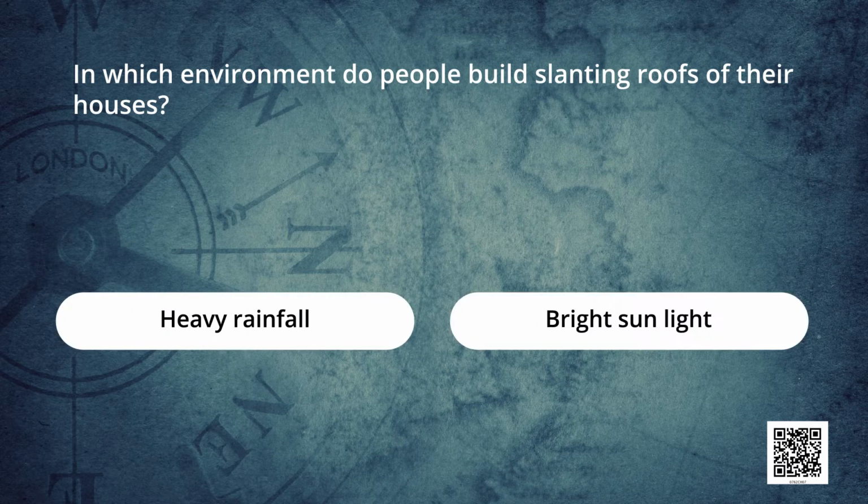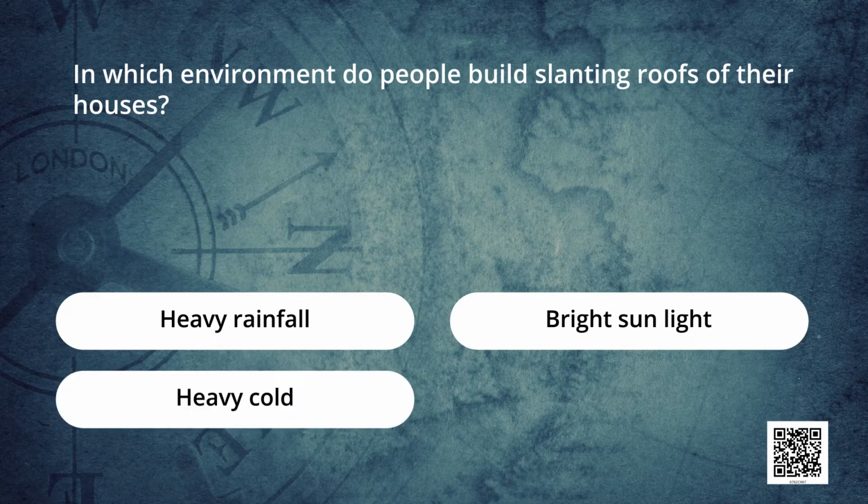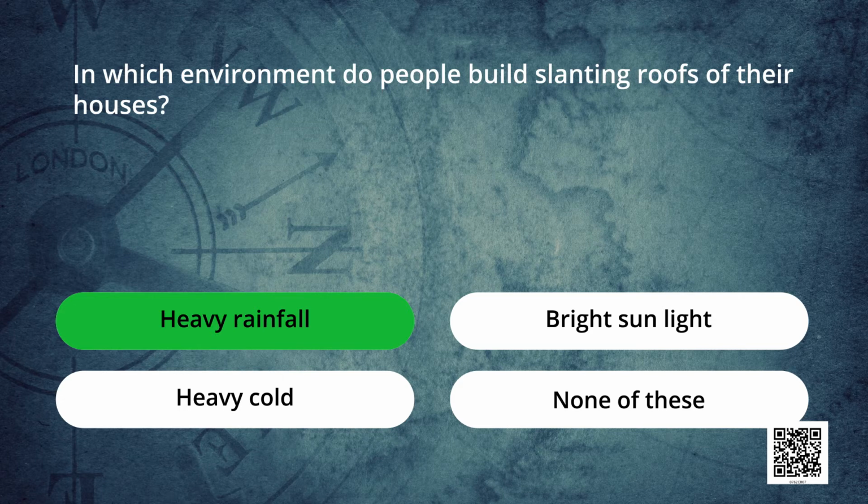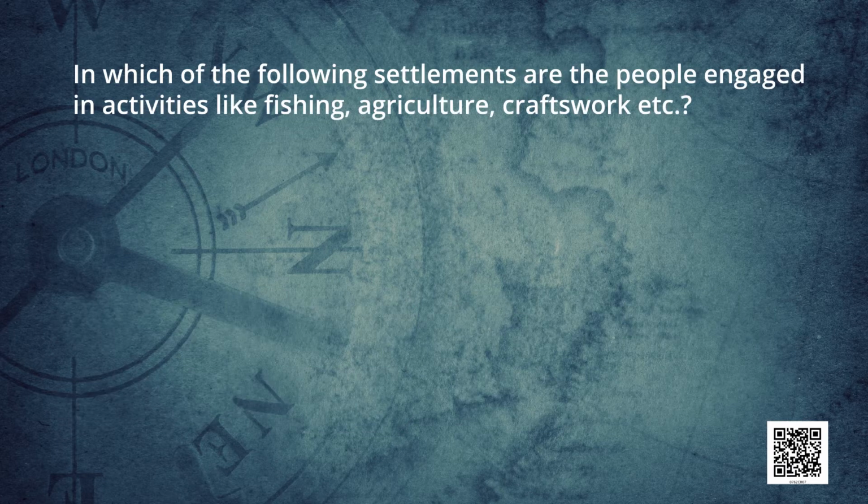Heavy rainfall, bright sunlight, heavy cold, or none of these? It is option A, heavy rainfall. Correct. Moving on. In which of the following settlements are people engaged in activities like fishing, agriculture, craftswork, etc.?